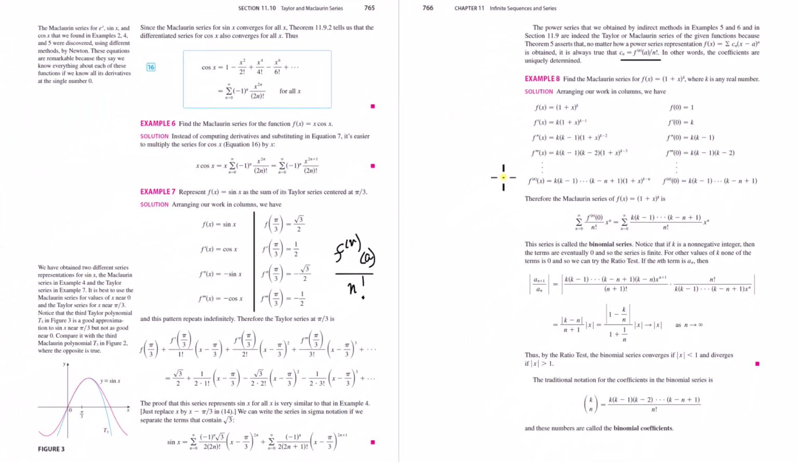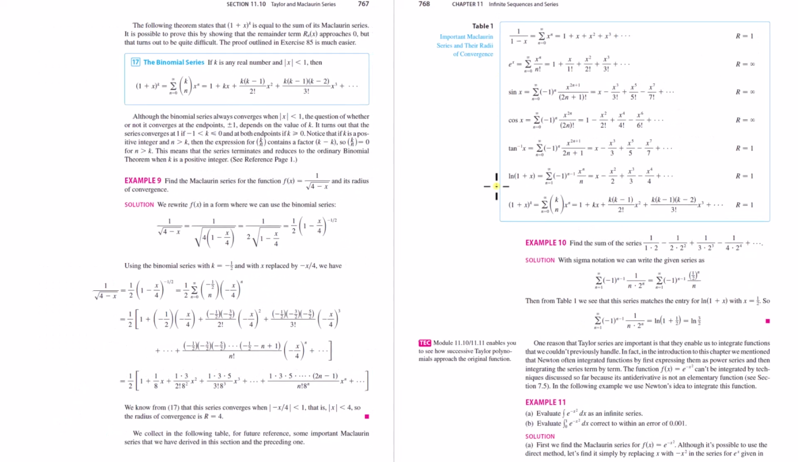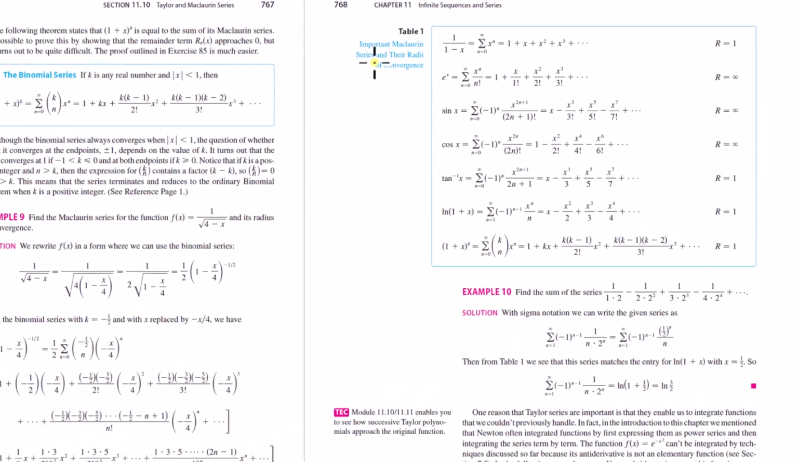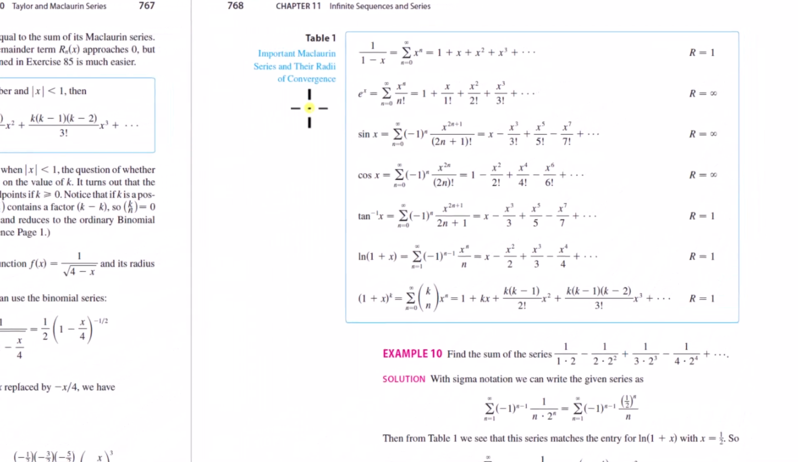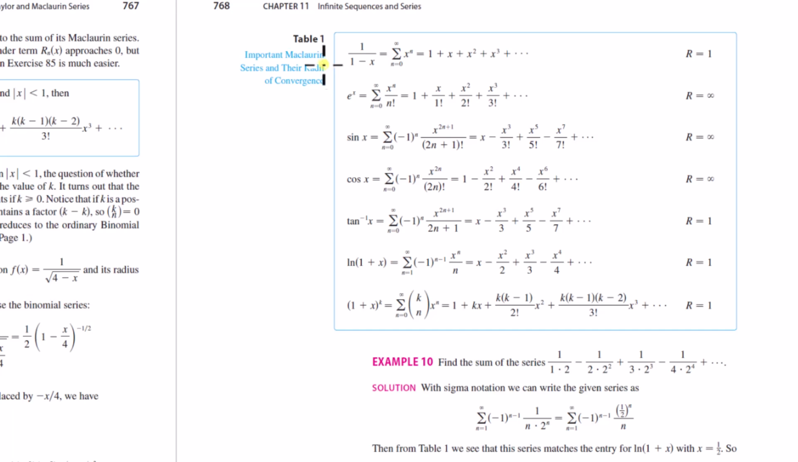Okay, the next example is about the binomial series. I'm actually going to go over that in the next video, but if we skip ahead past the binomial series, here they give a table. It says some important Maclaurin series and their radii of convergence. These are all Maclaurin series that we derived in either this section or the previous section, except we haven't talked about the binomial series yet.